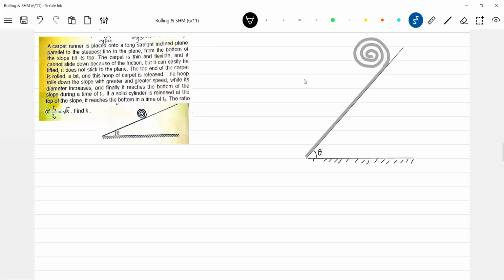Shall we use the variable mass concept? So actually it is in fact the same diagram. Here, I'll make a small loop, then I'll release. So as it rolls, what will happen? Its radius keeps on increasing. That's what he means to say. So initially how will it be?